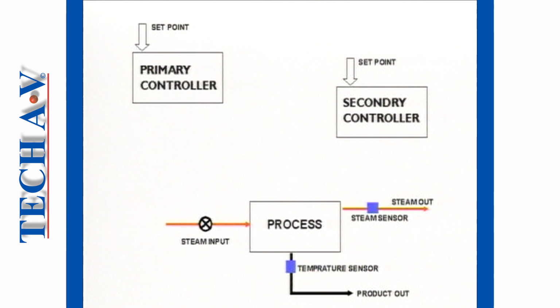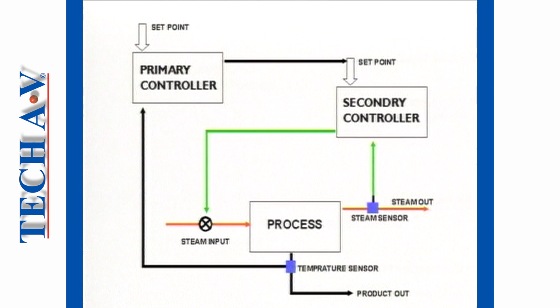Let's summarize the action of the cascade control system once again. The secondary control loop is active most of the time, regulating the steam flow to the heat exchanger. The control loop functions to minimize disturbances in steam temperature caused by pressure variations in the steam supply. The primary loop, however, responds to load changes in the product, adjusting the set point of the secondary controller whenever a bottling line is started up or shut down.